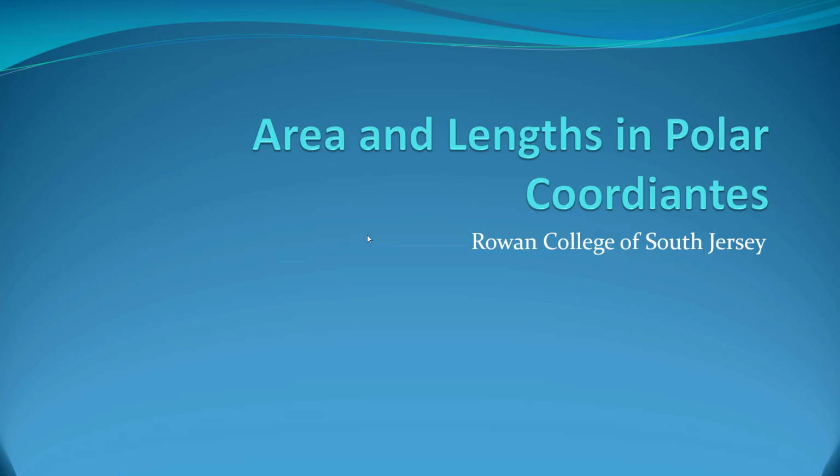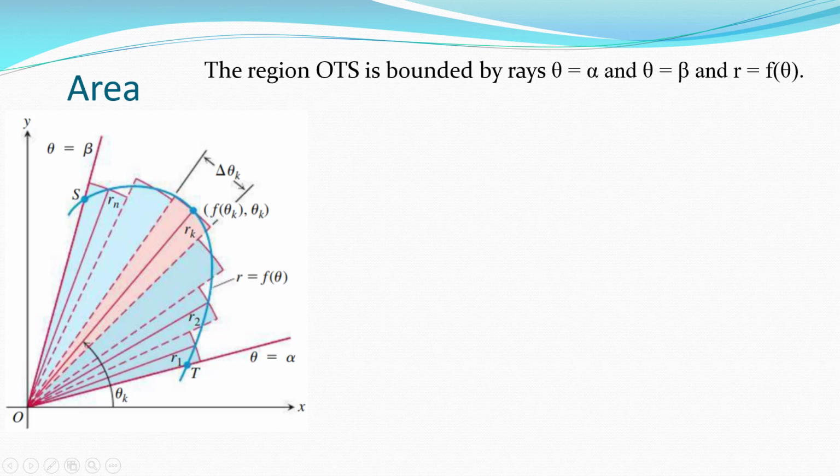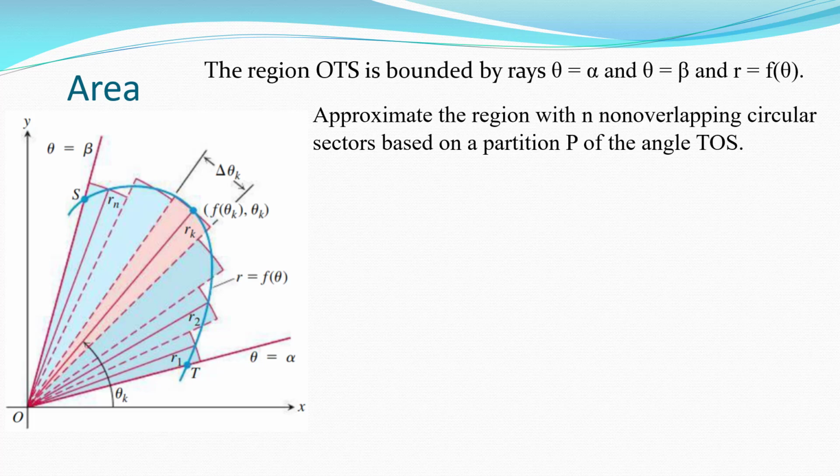In this video, I show you how to compute area and lengths in polar coordinates. Consider the region OTS bounded by the rays theta equals alpha, theta equals beta, and then r is a function of theta. Let's approximate the region with n non-overlapping circular sectors based on the partition P of the angle TOS.